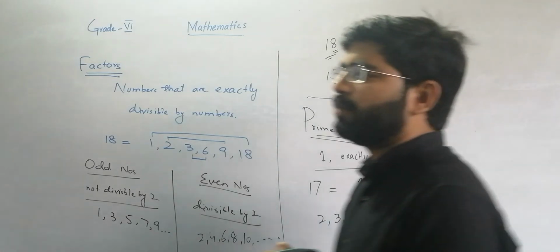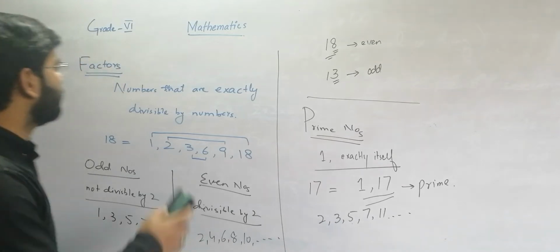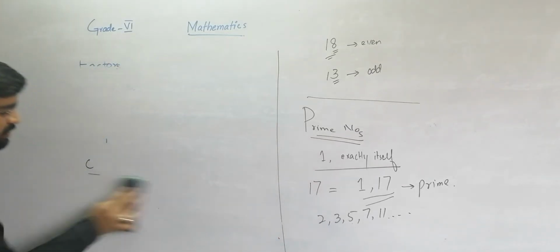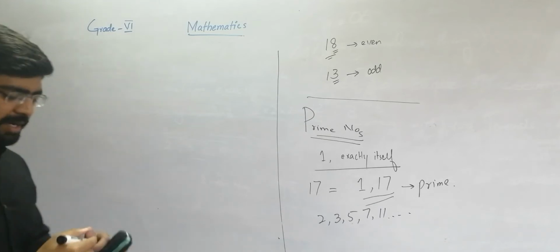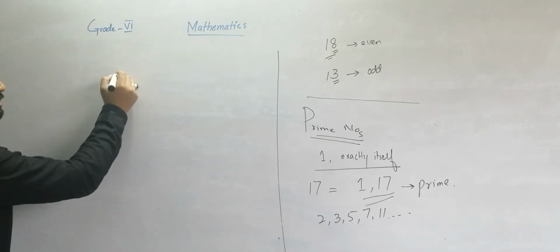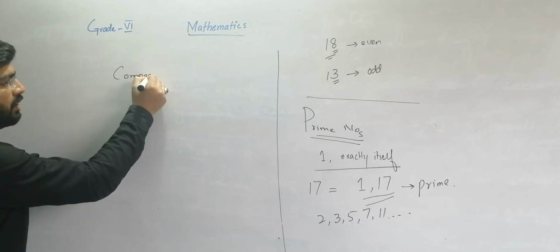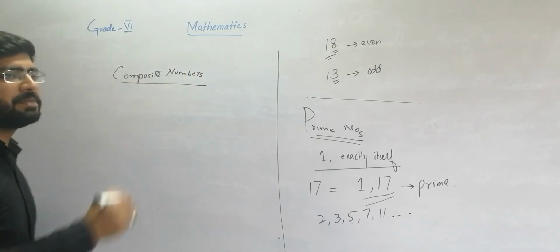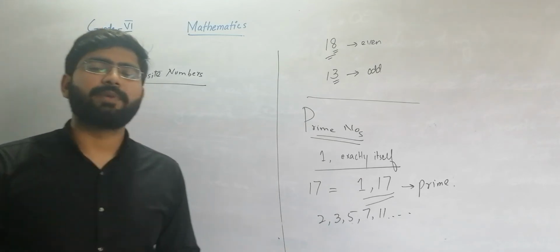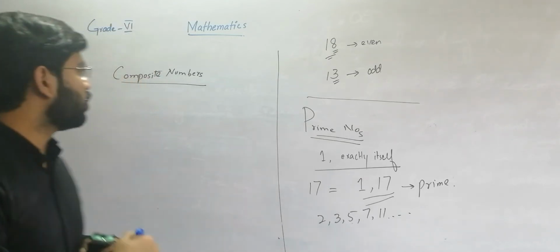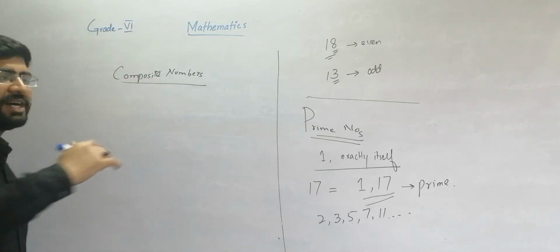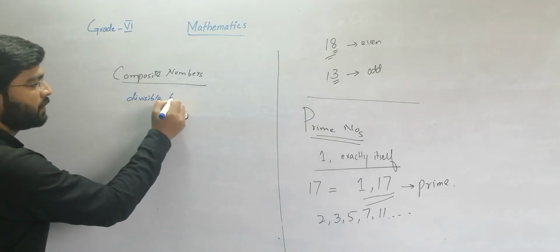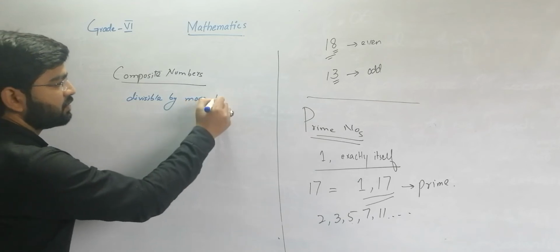After this, we are going to have a discussion on composite numbers. What are composite numbers? When numbers are divisible by more than two factors, such numbers are called composite numbers. Remember, prime numbers are those numbers which are divisible by only two factors. Composite numbers are those which are divisible by more than two factors.